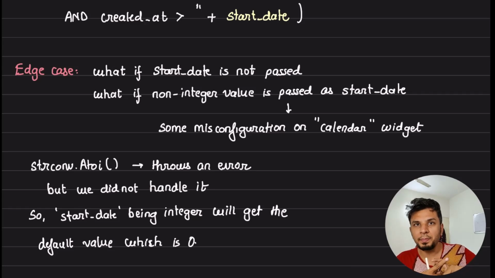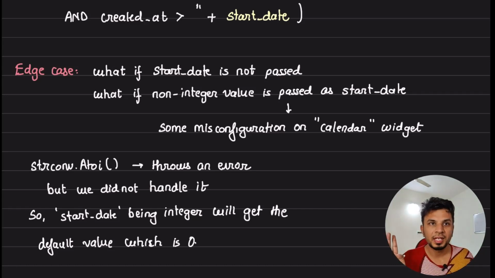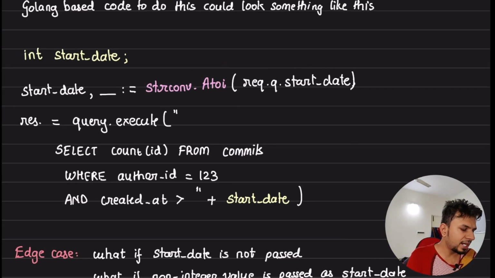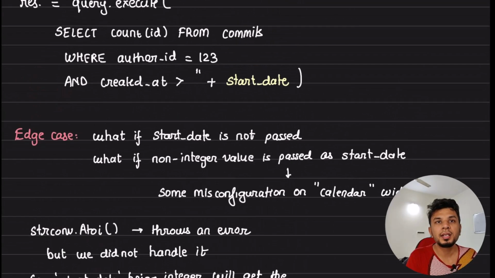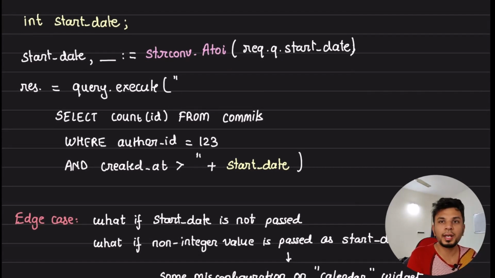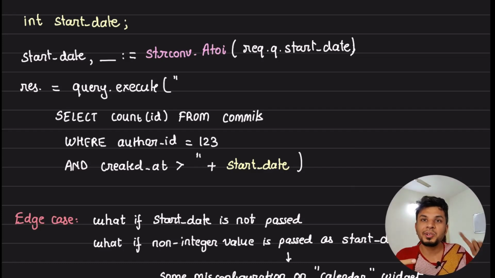So then because of some misconfiguration, the value that you are getting is either not an integer or you are not even getting it. So now what would happen? Because your query parameter start_date is not there, strconv.Atoi will throw an error. But you did not handle that error because you ignored it. You thought that it would be proper. So what happens in this case?